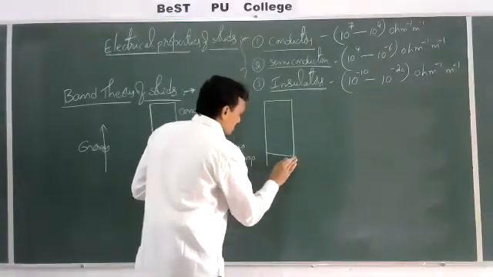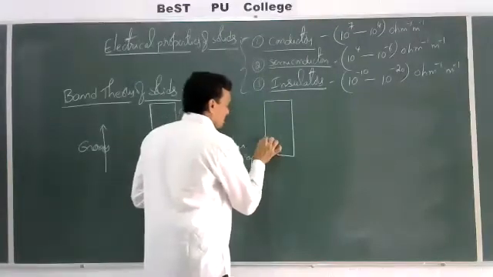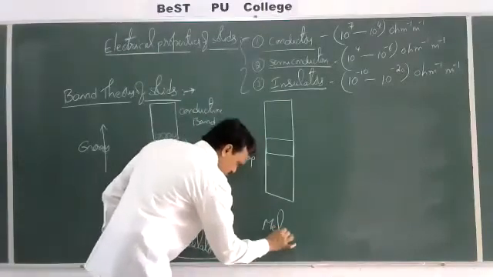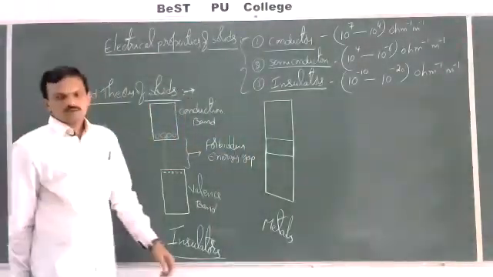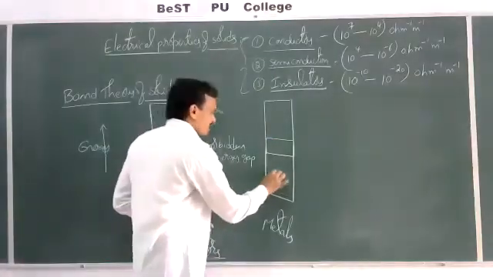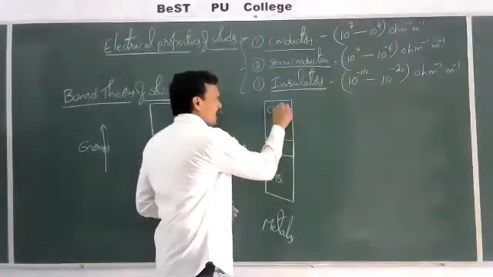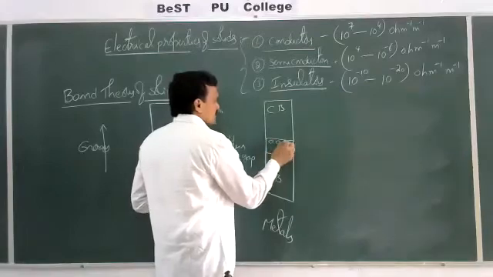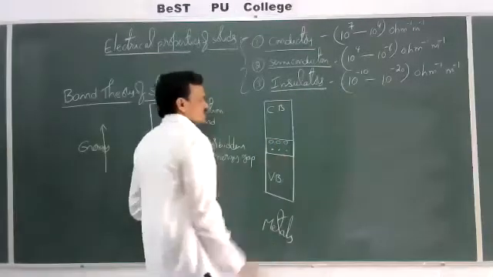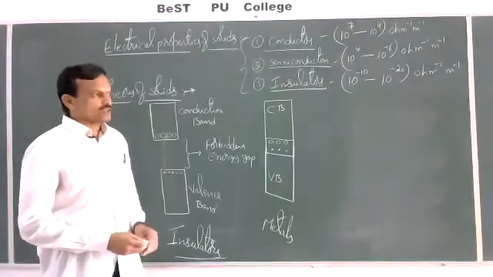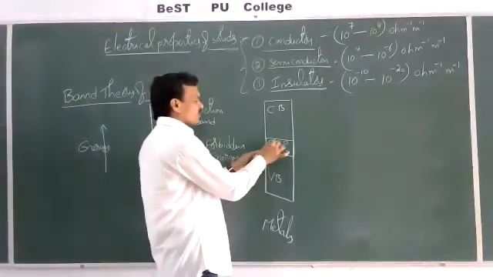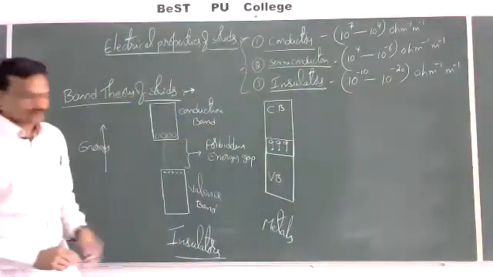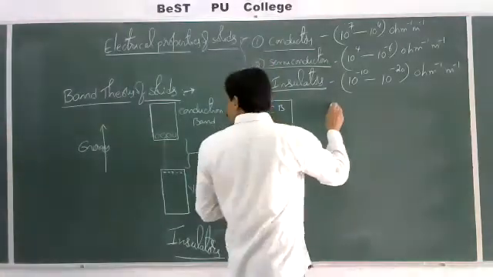Now the same if you take metals. This is the conduction band and this is the valence band. In case of metals, the valence band as well as the conduction band both overlap with one another. Since the valence band and conduction band overlap with each other, the electrons can move freely from the valence band to the conduction band. As a result, the conductivity will be more. Now come to the second one, semiconductors.